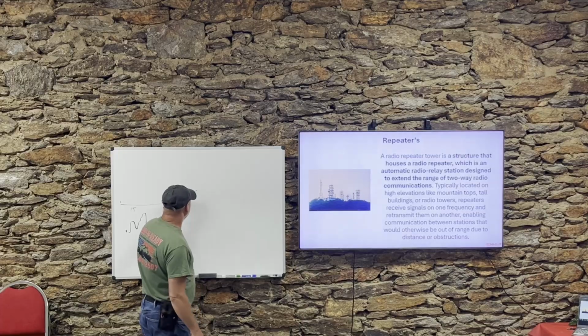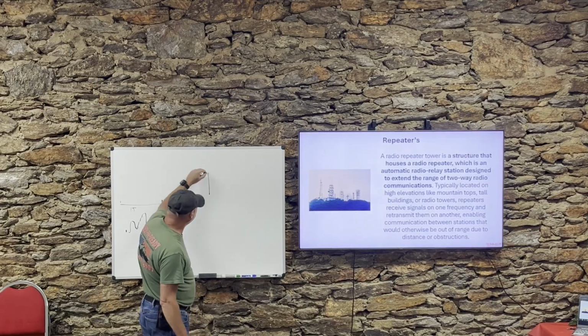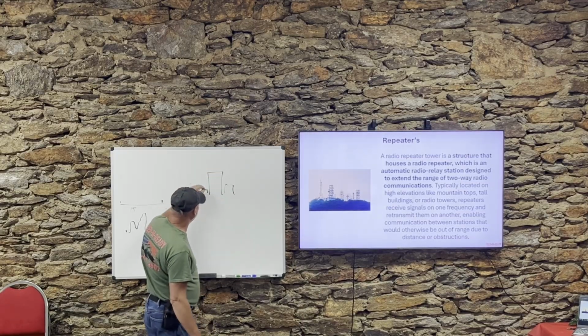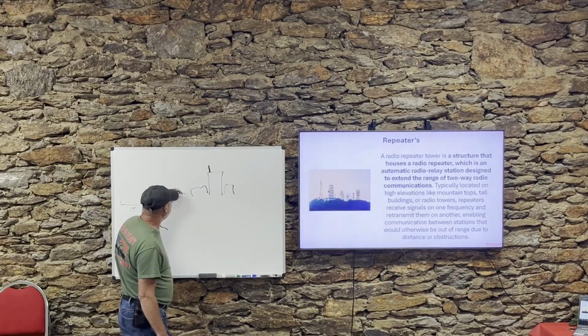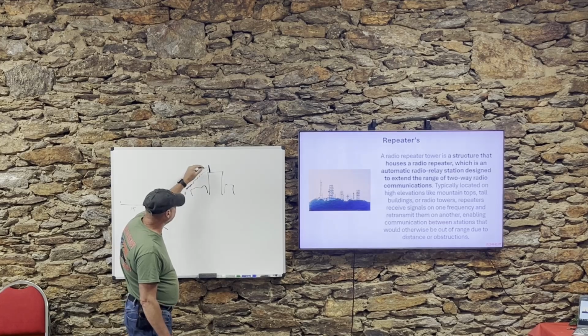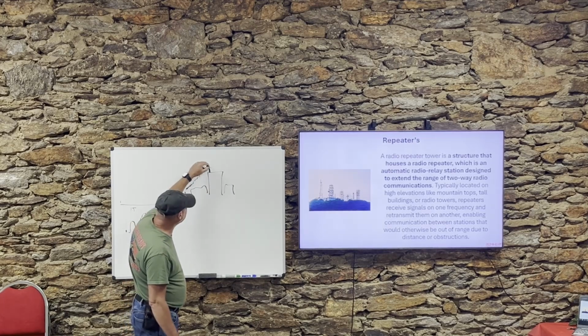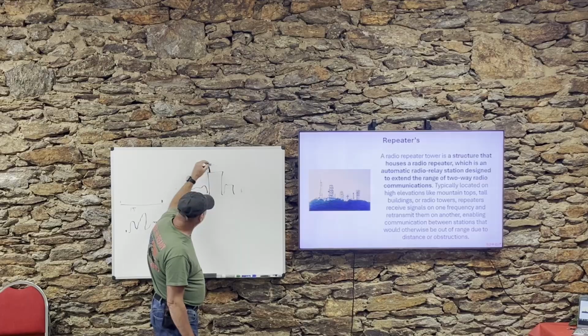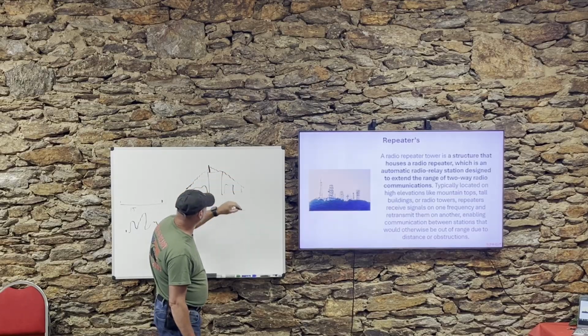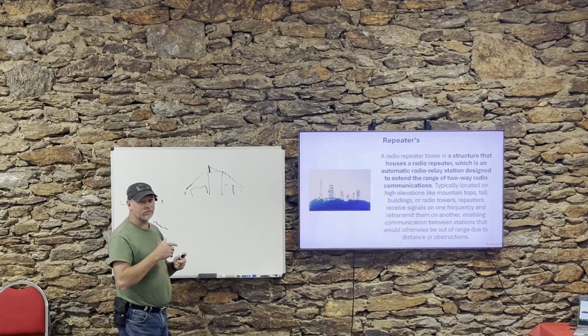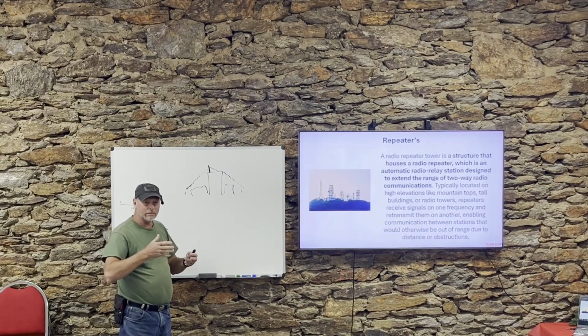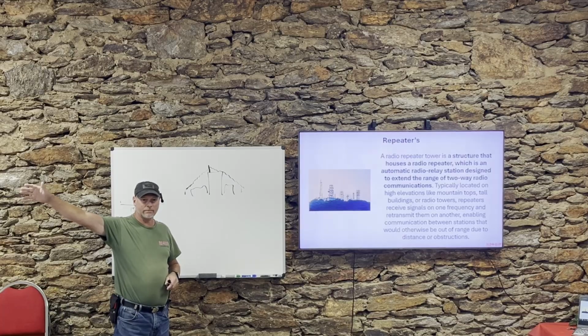So you're in the city, you've got buildings everywhere. Well, there's a little repeater tower up here. Now if you're standing over here, that signal will go up, and that repeater will take that signal, and another person standing here can pick it up, and then they can hear what you're saying. So repeater towers will pick up your signal, boost it, and send it on out further.